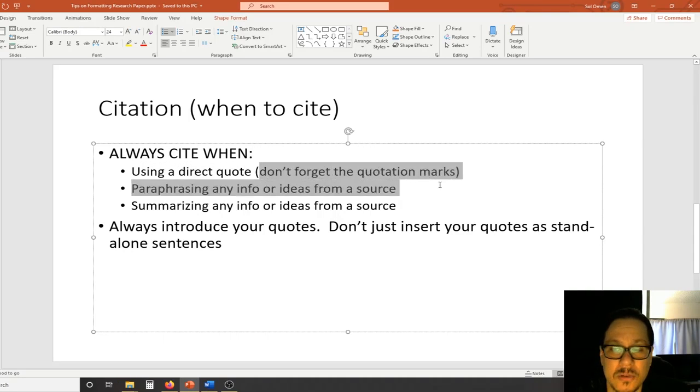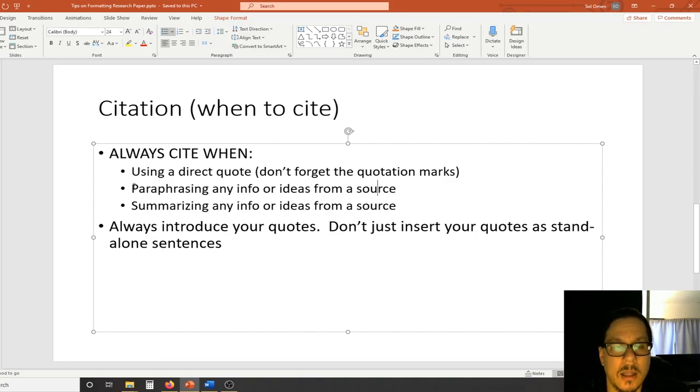And don't forget to use those quotation marks. I see many people quoting, but they forget to put the quotation marks. They put one quotation mark and not the other, so always put those quotation marks. That's definitely one time when you're going to be citing your sources. But that's not the only time to cite your sources. There's a couple of other instances.